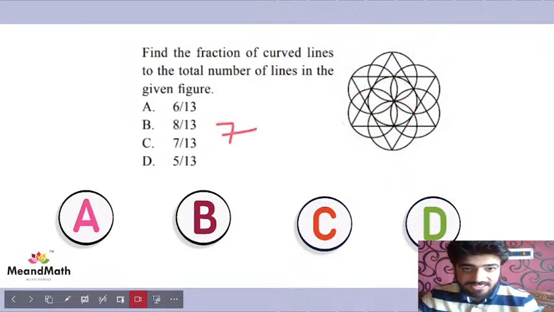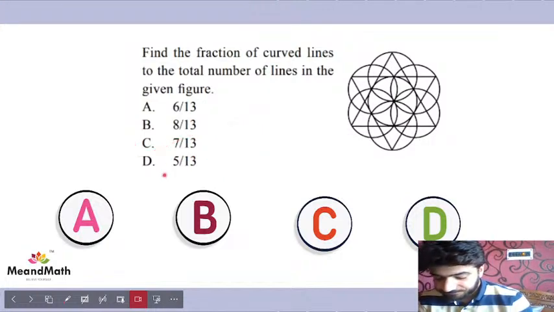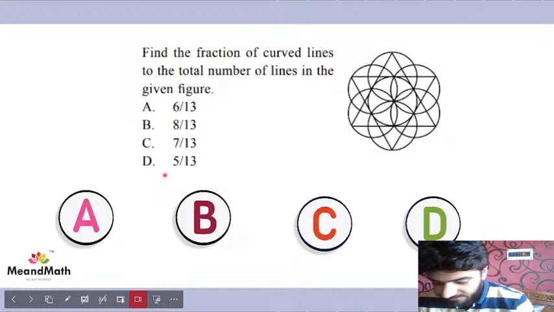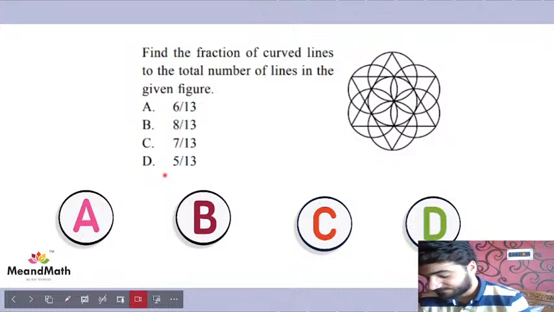So seven curved lines out of a total 13. So I think C, 7 by 13 is the correct answer. As Janesha said, as Saranya said, as Banishka said, and Ayushi said. I think C should be the correct answer. What do you guys say?